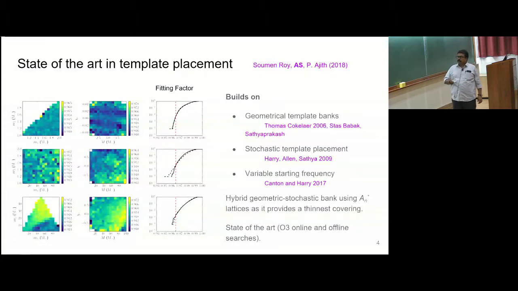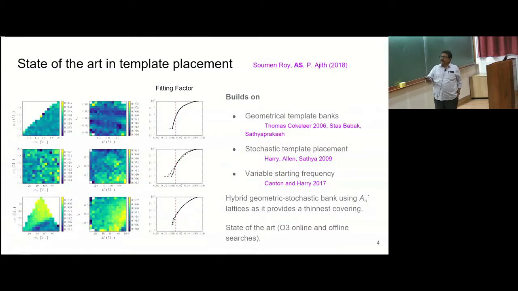That was improved upon with some bells and whistles, including a variable starting frequency, in order to tackle very large template banks, especially for advanced LIGO detectors. So the current state of the art is a hybrid geometric stochastic bank, which improves upon this idea by Canton and Harry.